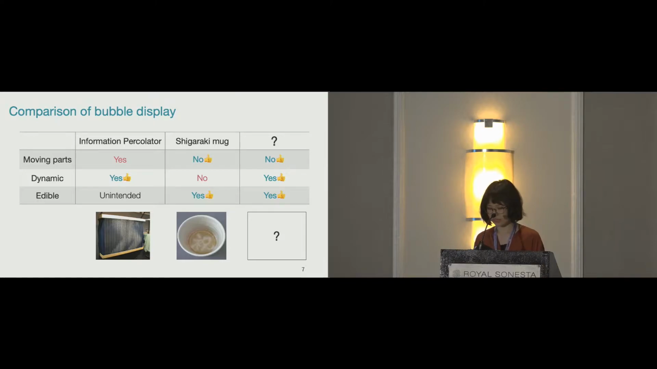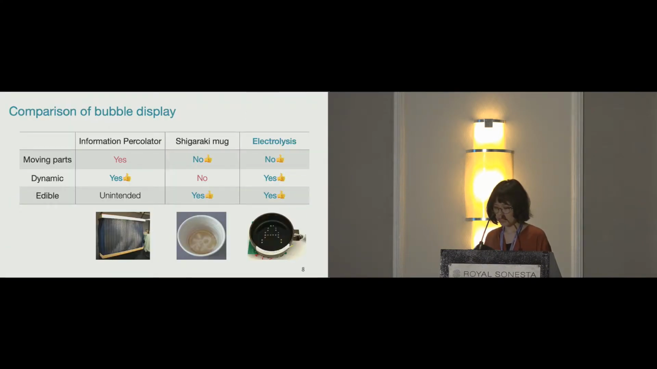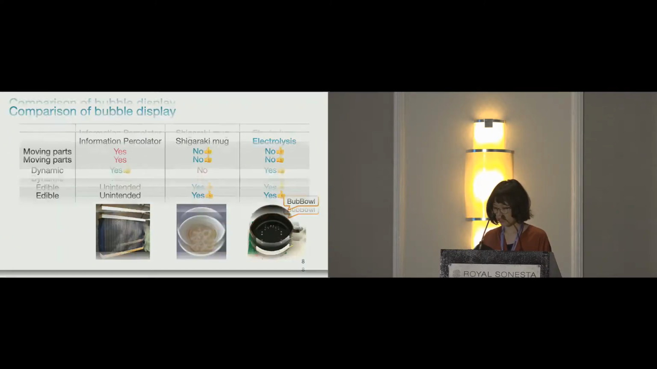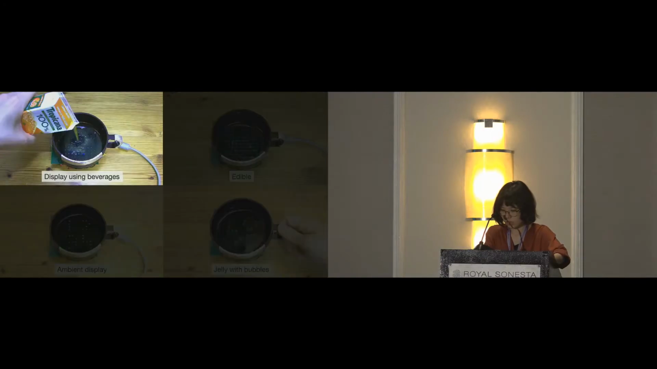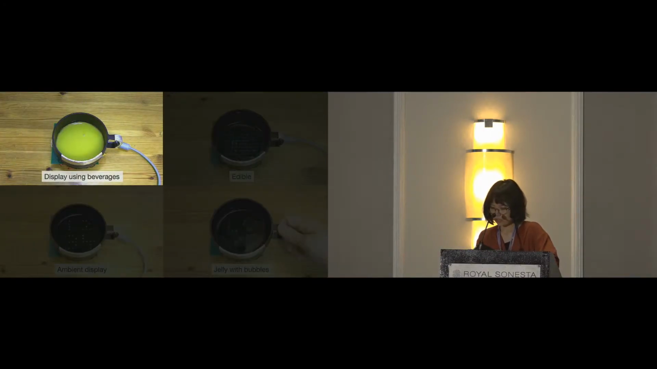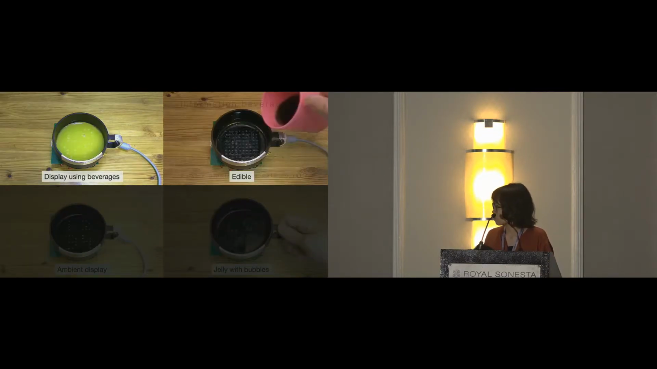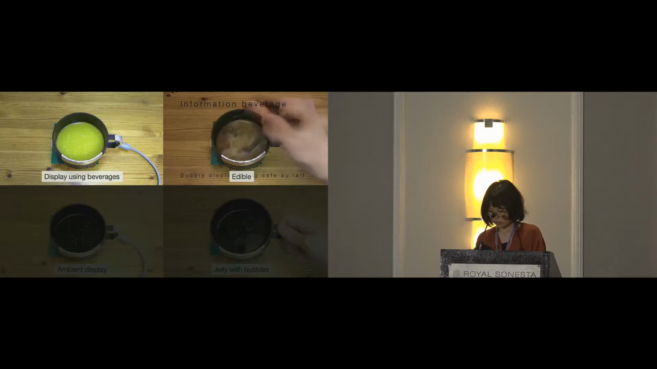So, what is a method that does not require moving parts, can present dynamic information, and can use beverages as display media? It's electrolysis. In this research, we propose a liquid surface display using pixels made of bubble clusters generated by electrolysis. We also developed the self-contained device, BubBowl, which generates a dot matrix pattern of 10 by 10 pixels on the surface of the liquid. We use the beverages as an electrolytic solution. BubBowl can realize a bubble display using orange juice. The beverages used are edible.